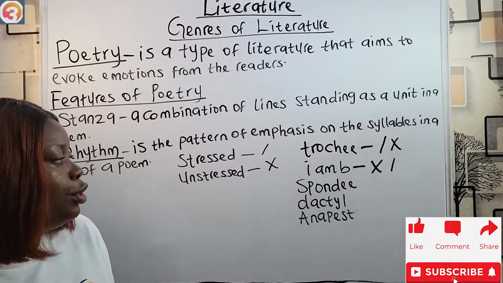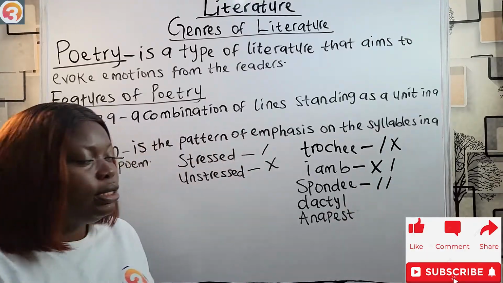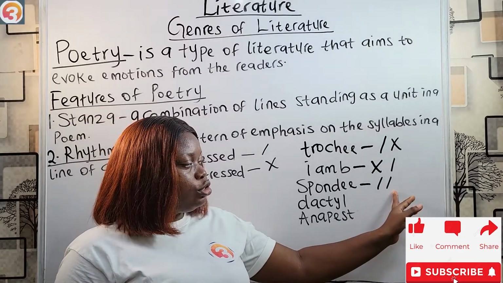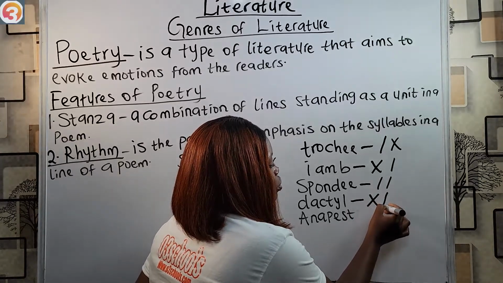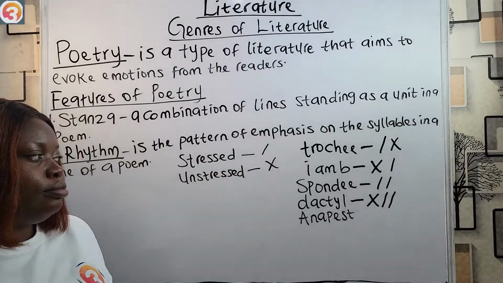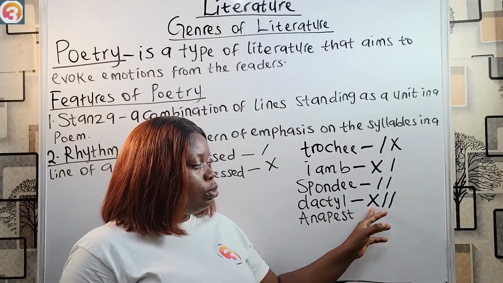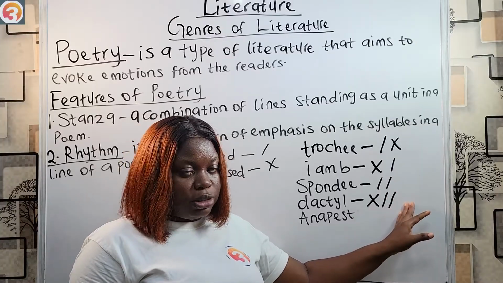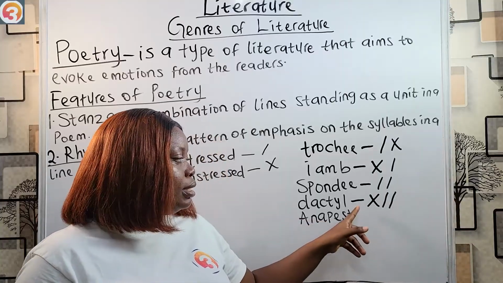For spondee, we have equal emphasis. So either mostly stressed syllables. So you have a stressed syllable coming after a stressed syllable. For dactyl, we have an unstressed syllable followed by a stressed syllable and another stressed syllable before the unstressed again. So when you have this rhythm, the first syllable is unstressed, the next is stressed, the next is also stressed, before you come in contact with another unstressed syllable, then two stressed syllables. That's the dactyl for you.